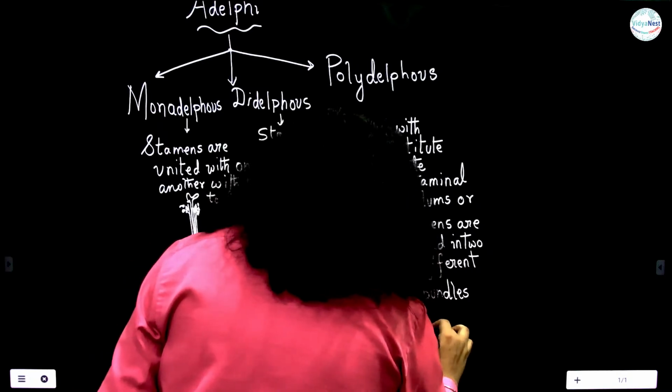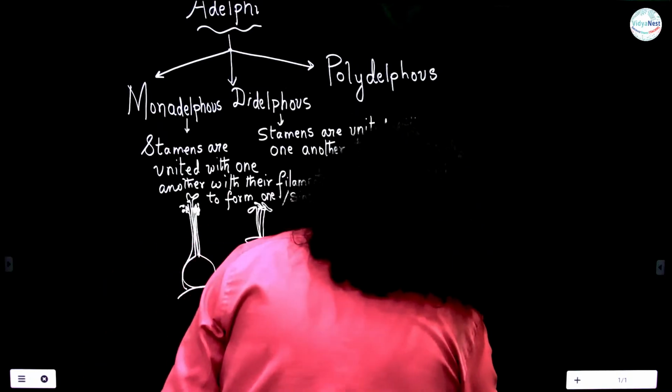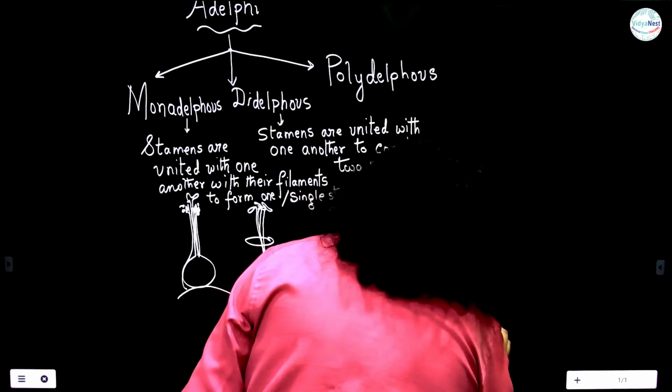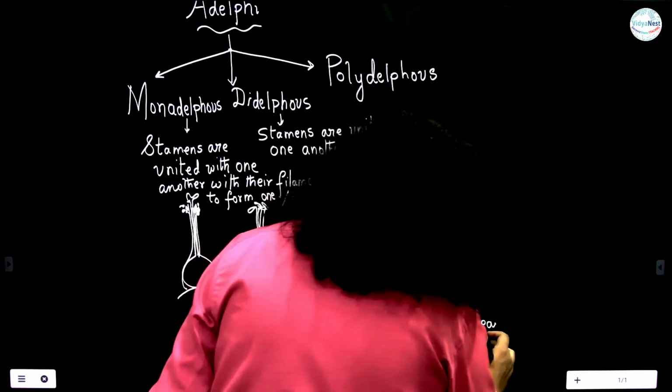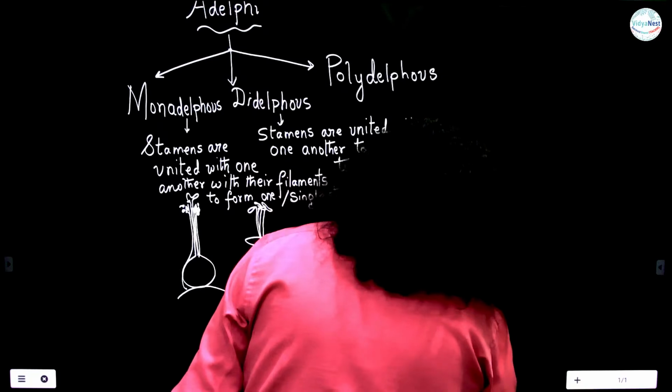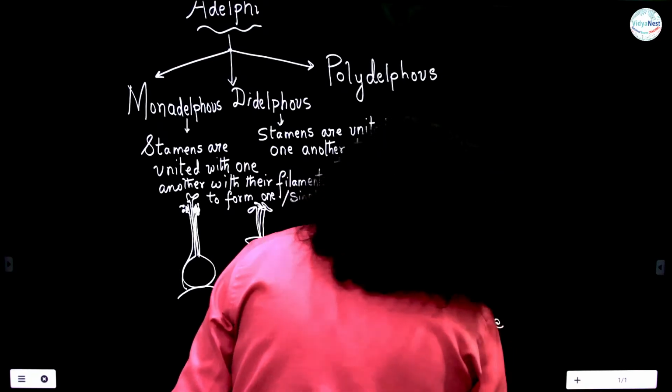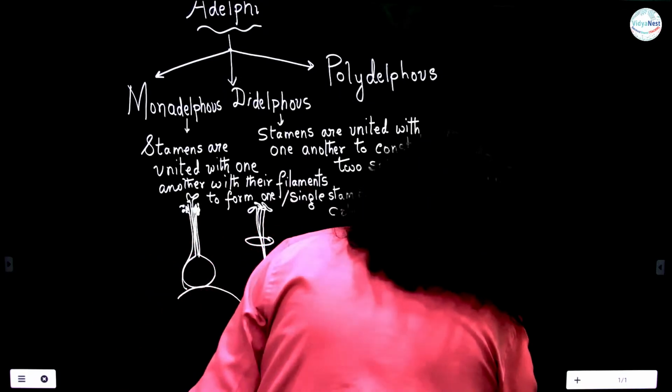The diadelphous condition is found in family Fabaceae, and one example of a plant where it is found is the pea plant.